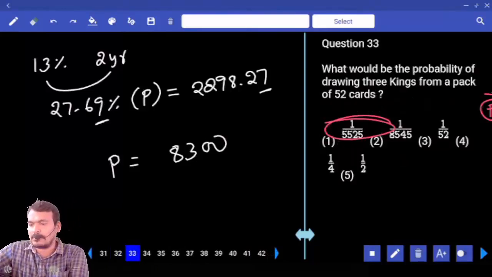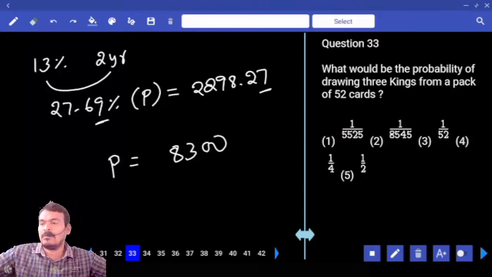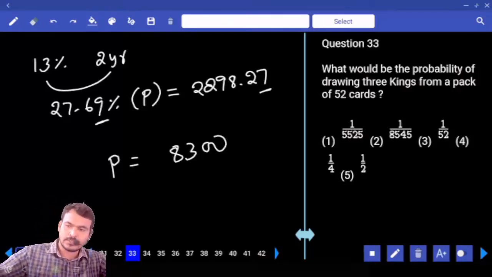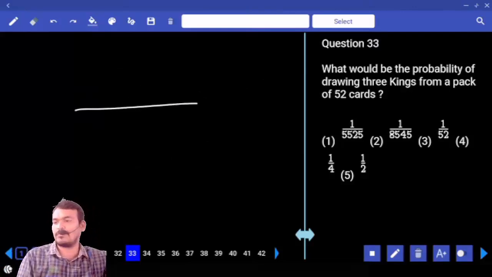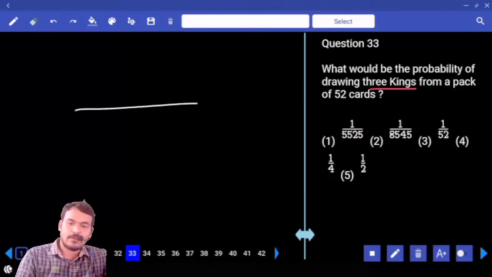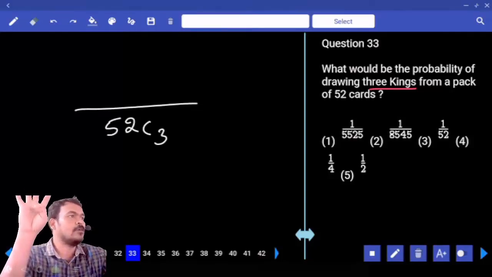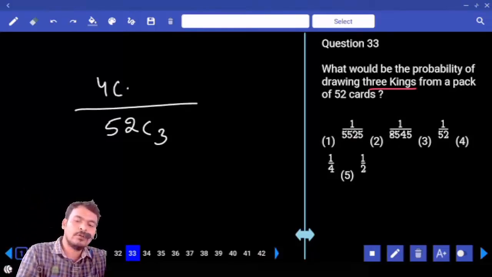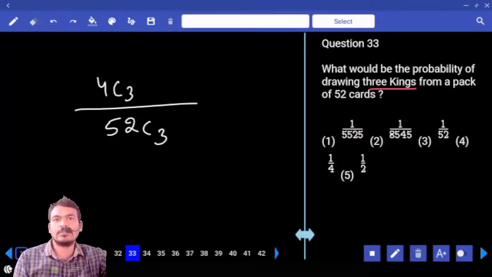Next, question number 33. What would be the probability of drawing 3 kings from a pack of 52 cards? Total how many cards? 52 cards. Out of the 52 cards we take 3 cards, and those 3 must be kings. First we write the total as 52 C3. In that, the favorable cases: the number of kings is 4. Then we write 4 C3 by 52 C3.